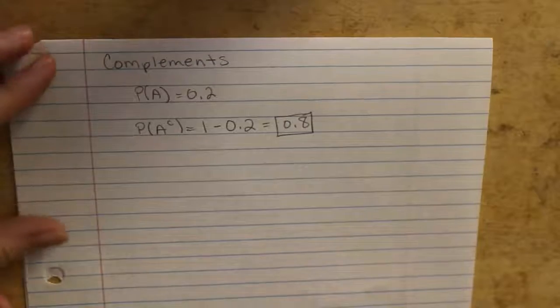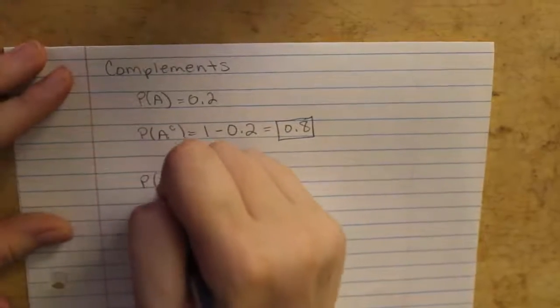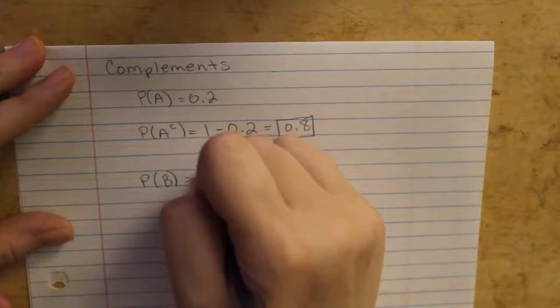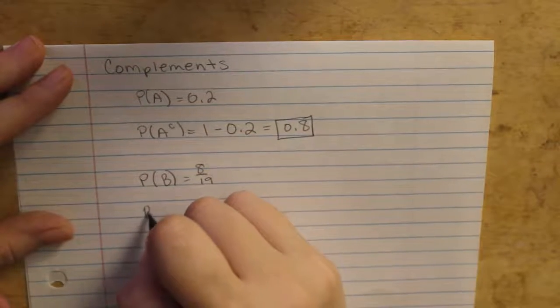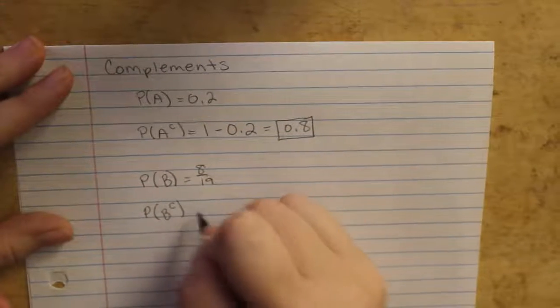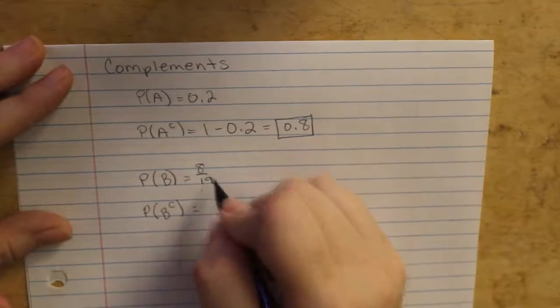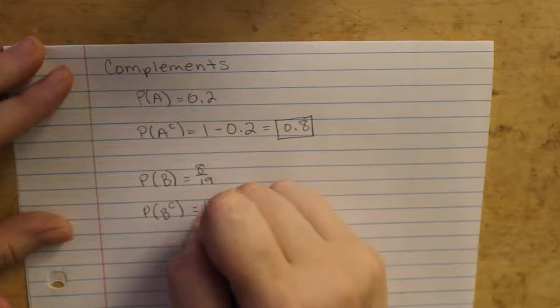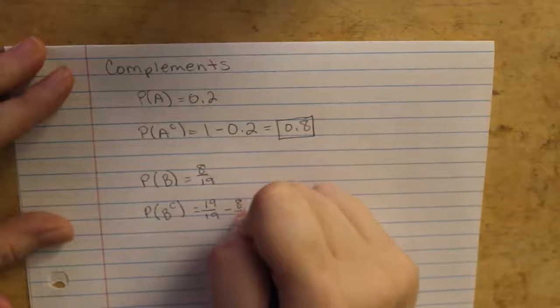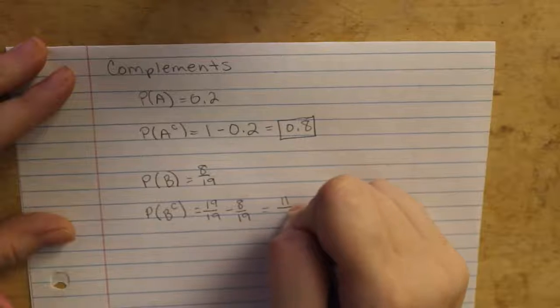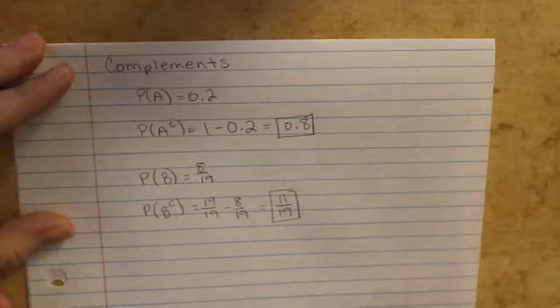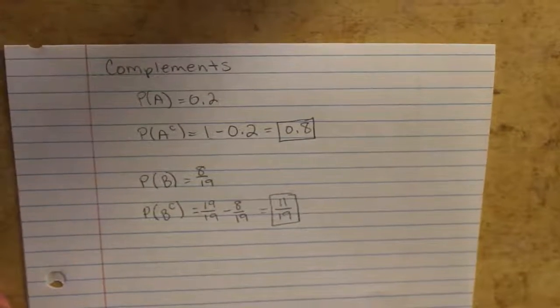And do not get confused by this. It just simply means you take it away from the whole. So if I know, for example, say it's a fraction. Say the probability of B is, let's do 8 over 19. To find its complement, I would have to write 1 as a fraction that can subtract that. So I would do 19 over 19 minus 8 over 19, which would give me 11 over 19 as my complement. Again, for complements, you're basically just subtracting it from 1.